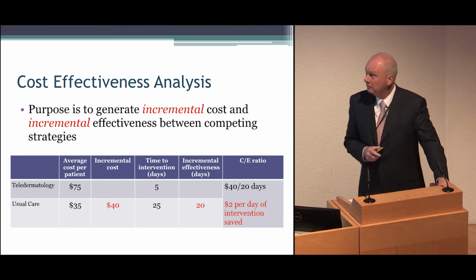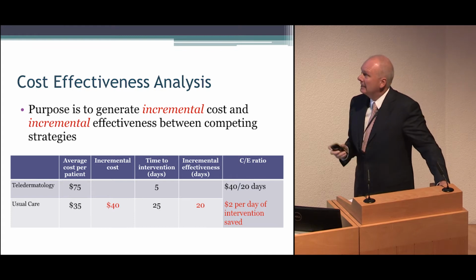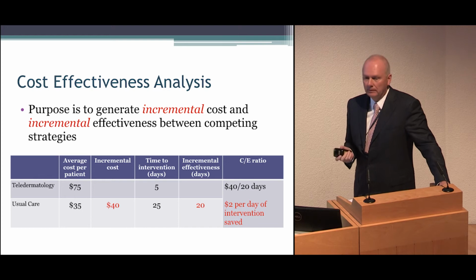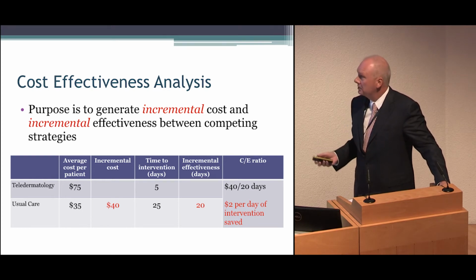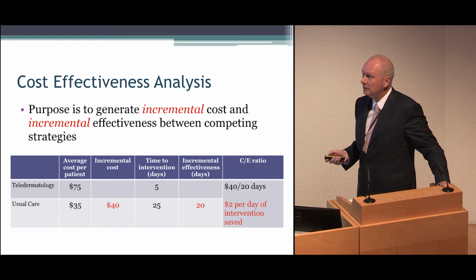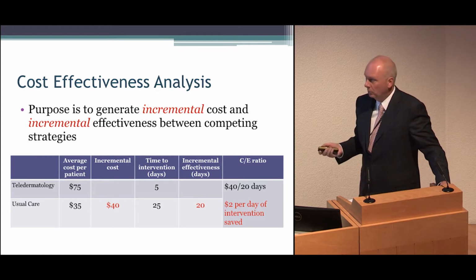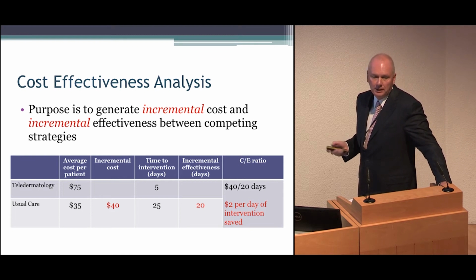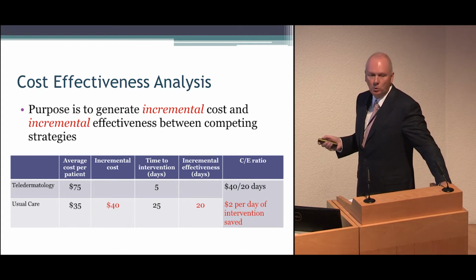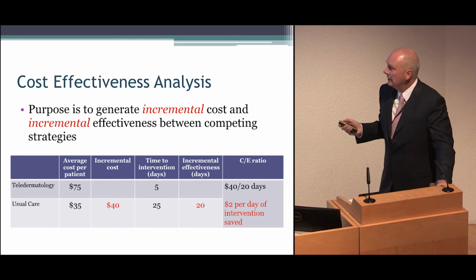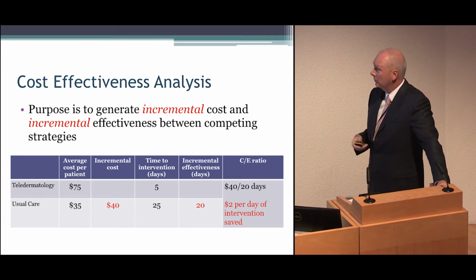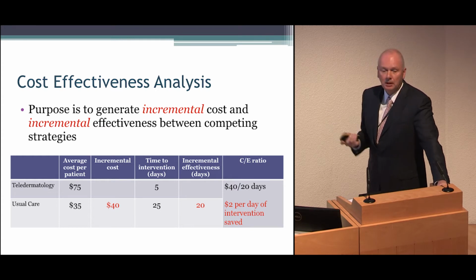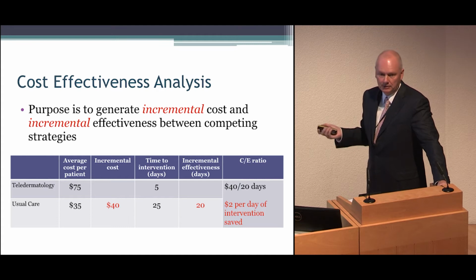An important point about cost effectiveness analysis is the whole purpose of doing one is to generate incremental cost and incremental effectiveness between your competing strategies. And so this is just a fictional example, but let's say that we find that the average cost per patient for teledermatology is $75, $35 for usual care. Of course, the incremental cost of teledermatology is then $40. But teledermatology might get you to a time to intervention in 5 days compared to 25 days for usual care. So your incremental effectiveness is 20 days. Your cost effectiveness ratio is just simply your incremental cost divided by your incremental effectiveness, which in this case reduces to teledermatology costing $2 more per day of intervention saved.